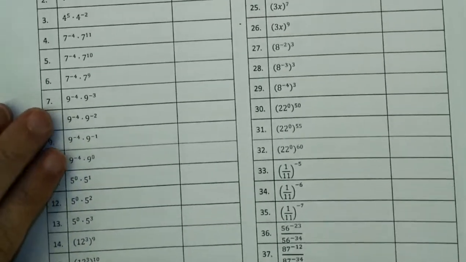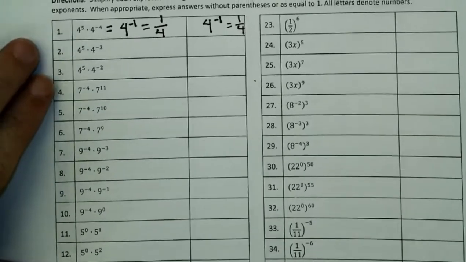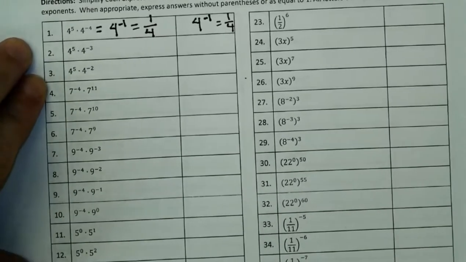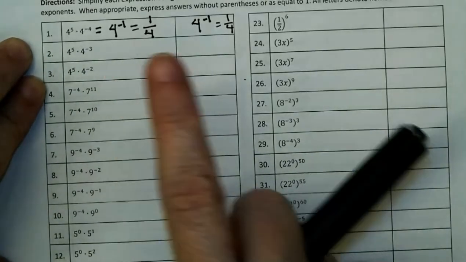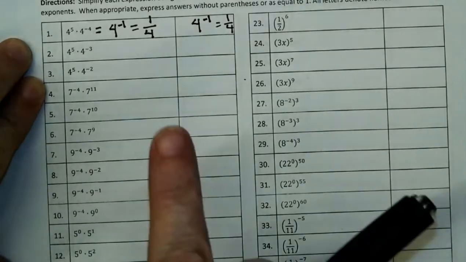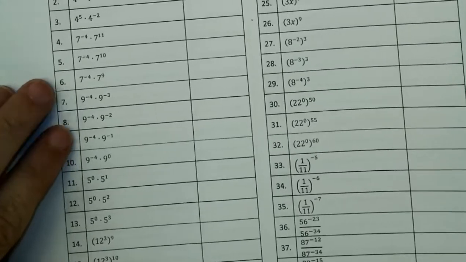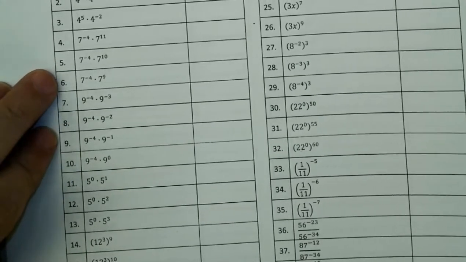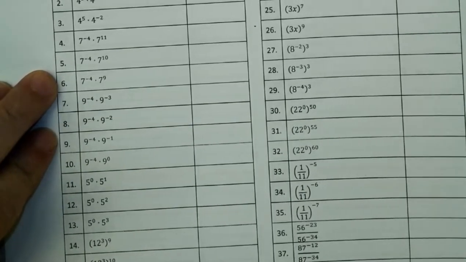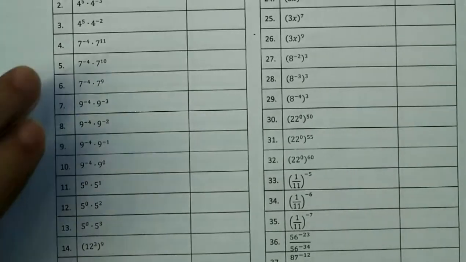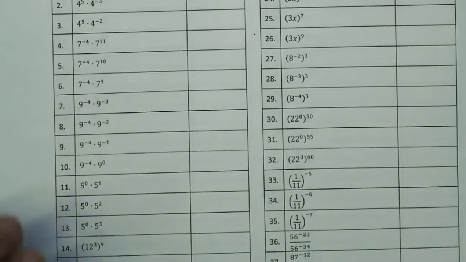So that's really what's different about this page than the one we did before, pages 1 through 4 of your packet. Now we're using a lot of negative exponents on this one. Let's try out a couple more of these. I'm going to go ahead and do every 5th problem so you have some good examples. So let's take a look at this one.